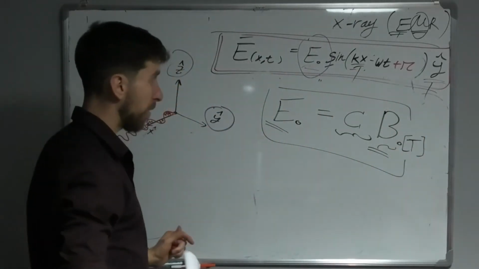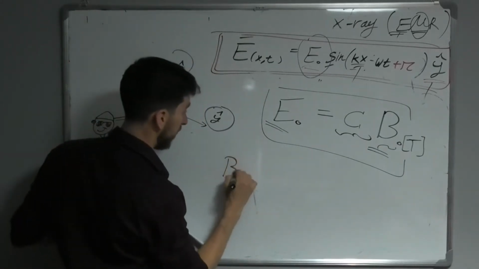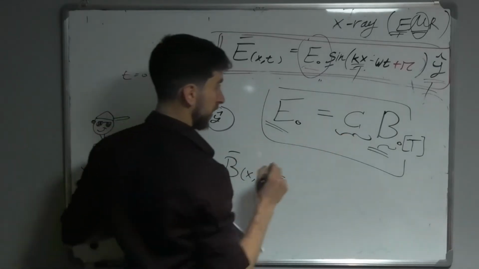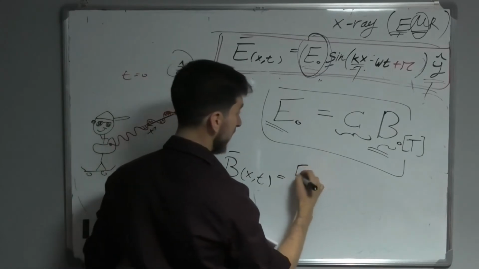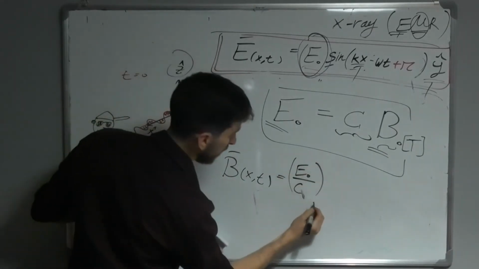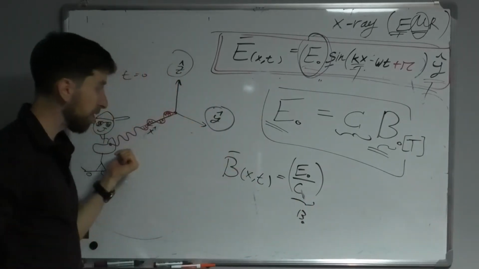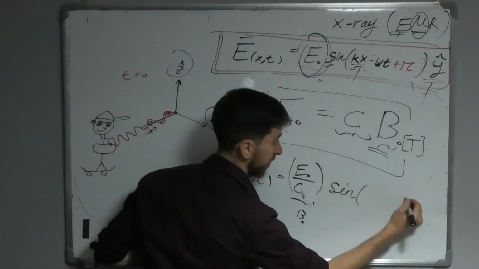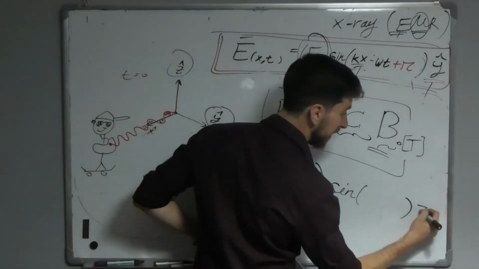Now you've got almost everything you need to find B. What is the B vector, B(x,t)? We know the constant. We know that the amplitude is going to be E0 divided by c. This is B0, we found it. And of course, if this is a wave, it's also a wave, so let's write a sine of something. I don't know what yet. And we also talked about the direction. We said it must be in the z direction. Why?